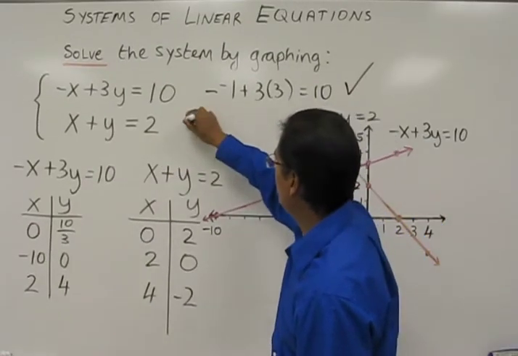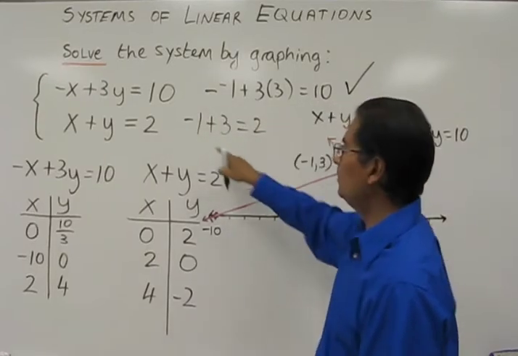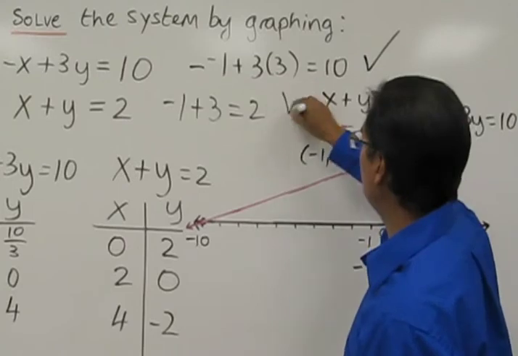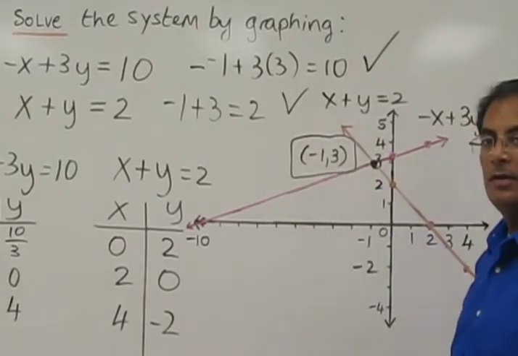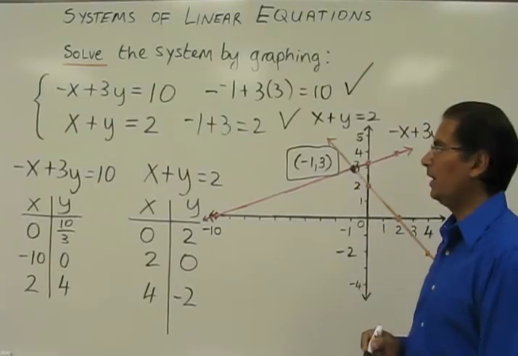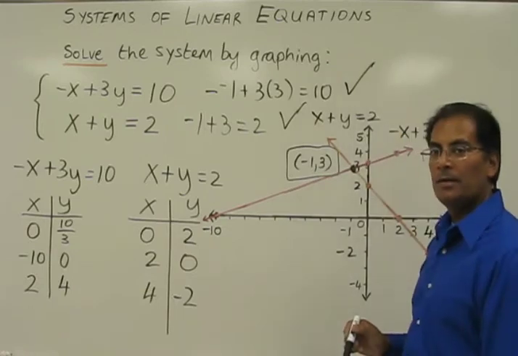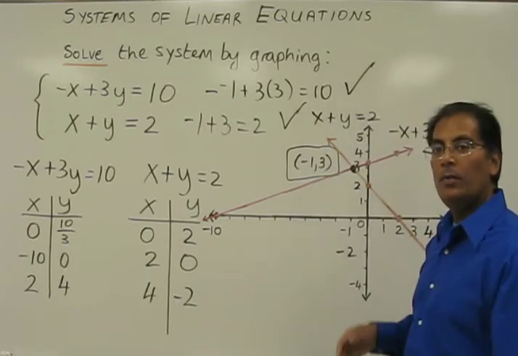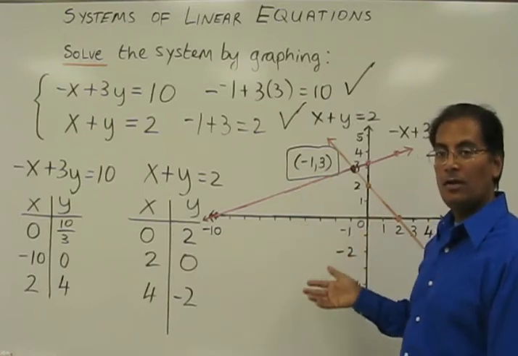So we'll get minus negative 1 plus 3 times 3, since y is 3. Is that equal to 10? If we calculate it, we get 1 plus 9 is 10. So yes, that works. We'll also plug this point into x plus y equals 2. So we'll have negative 1 plus 3. Is that equal to 2? Yes, that is equal to 2. Therefore, this point is my solution to the system of equations, the point where the two lines intersect. We just checked it and verified that. Now, we had to graph this by hand, but we can use technology to graph these equations as well.